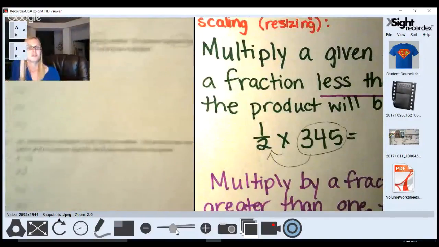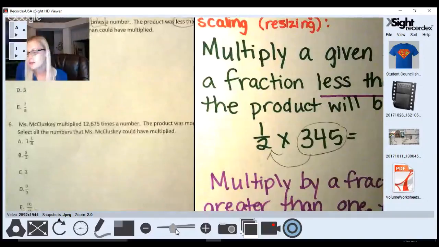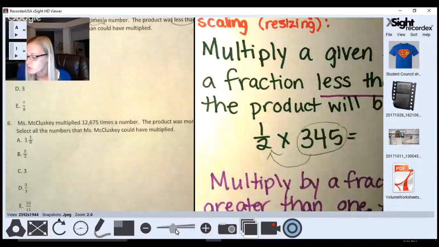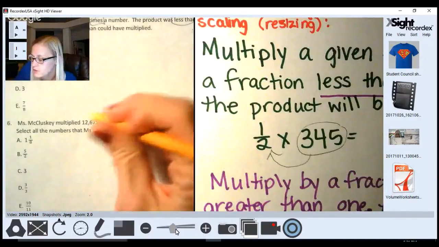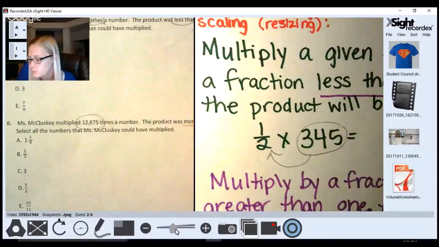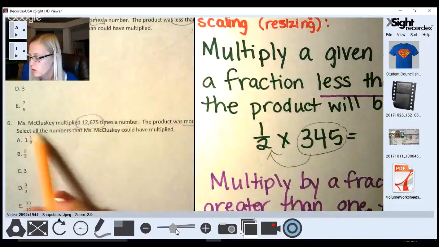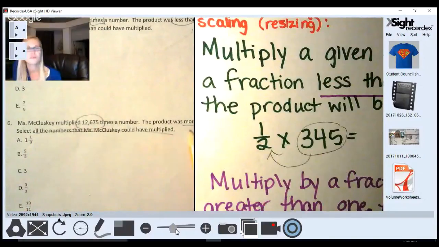And the last one for the night, and then we're going to wrap it up. Number 6 says, Ms. McCluskey multiplied 12,675 times a number. The product was more than 12,675, and select all that she could have multiplied by. So again, here I'm looking for more than, which is the same thing as saying greater than.